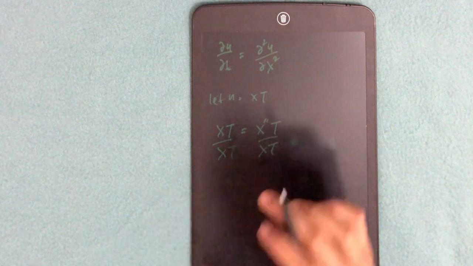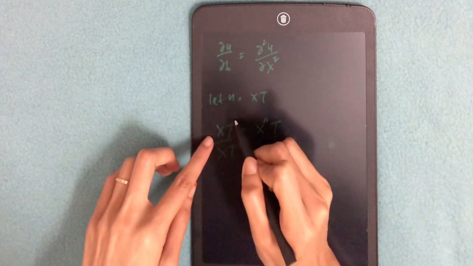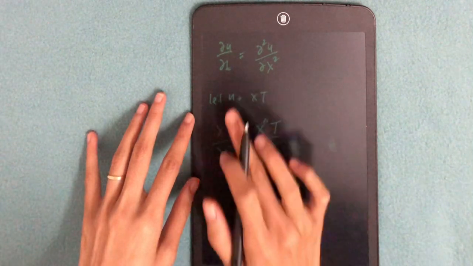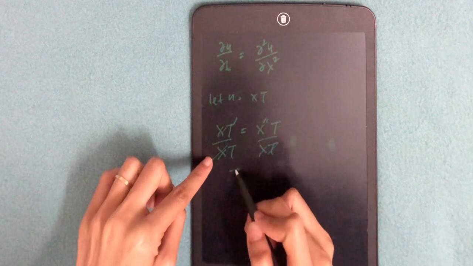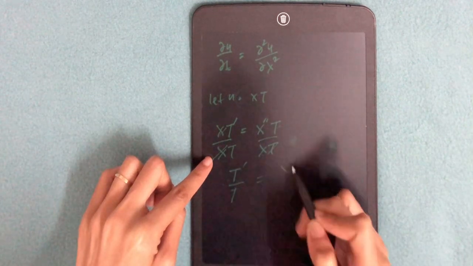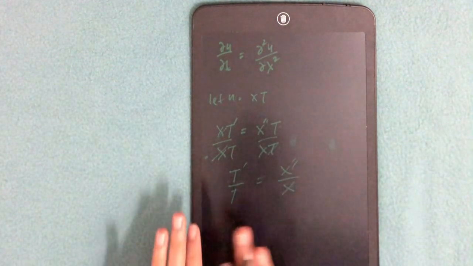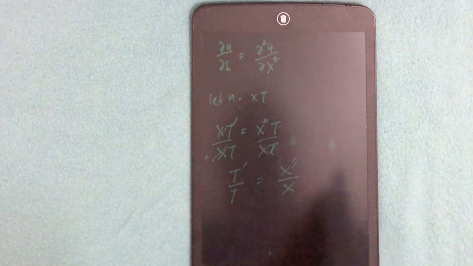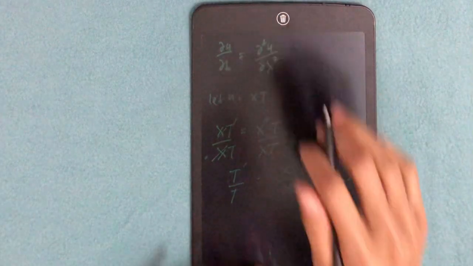Oh, sorry, this is not X. This is u_t, so that means X T prime, and then you divide by XT. So X cancels, T cancels, so we have T prime over T and X double prime over X. So you can see that it's separable: on the left-hand side we have only T, on the right-hand side we have only X, so it's separable.